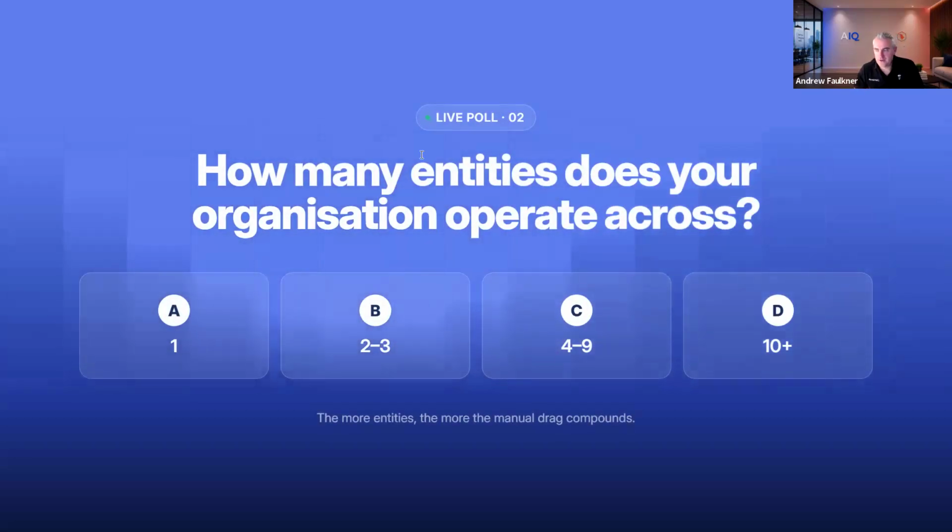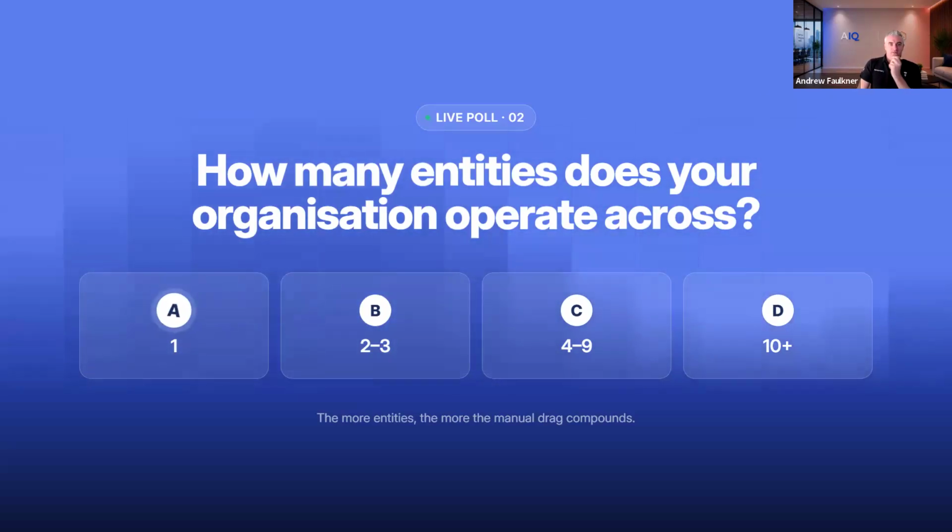So coming up to our second poll here now, and thanks for those who've answered the first one. How many entities does your organization operate across? We typically find that about 70 to 80% of the charities we talk to are single entity. But when you go into that other 20, 30%, it can quite quickly jump to 4, 10 plus. I was talking to a charity yesterday, they had 26 entities sitting in it, and that was the way they'd structured their geographic outreach projects that they were involved in.